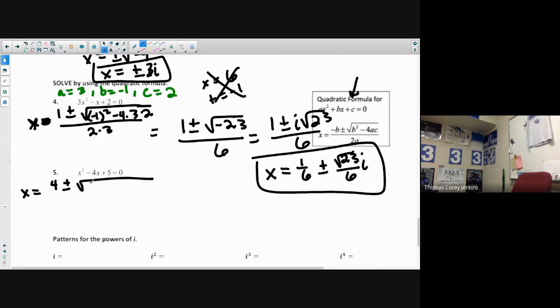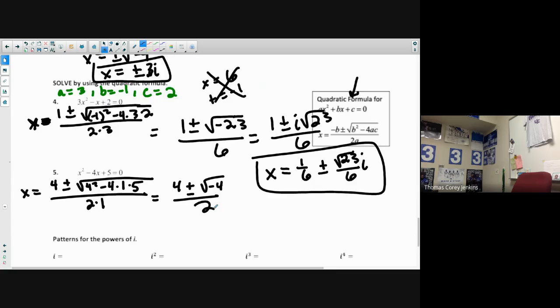So b squared. I'm just going to write 4 squared. It's really negative 4 squared, but that's going to give me the same thing. It's easier to type that way. Minus 4 times 1 times 5 all over 2 times 1. So simplify what's under the radical. That'd be 16 minus 20, so negative 4. And we have 4 plus or minus the square root of negative 4 over 2.